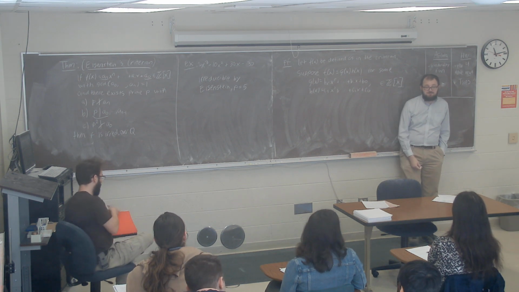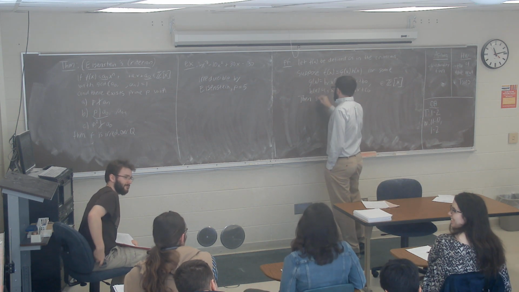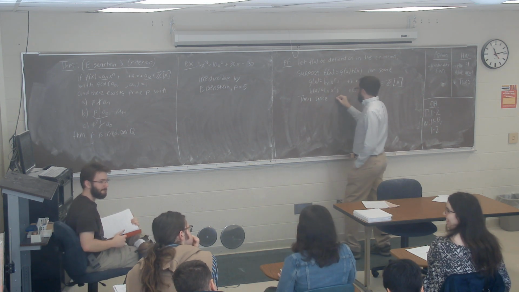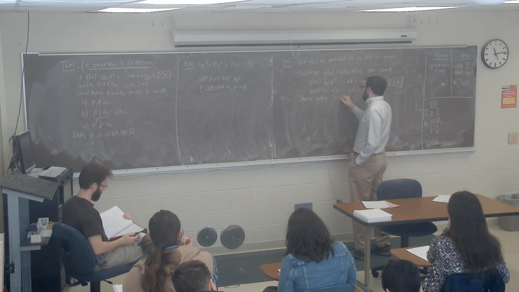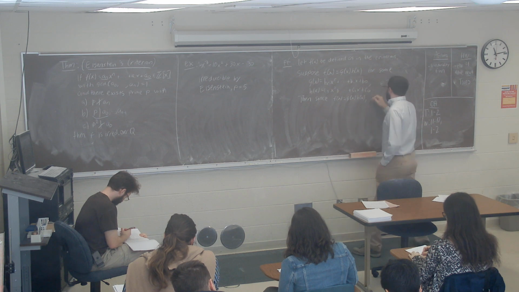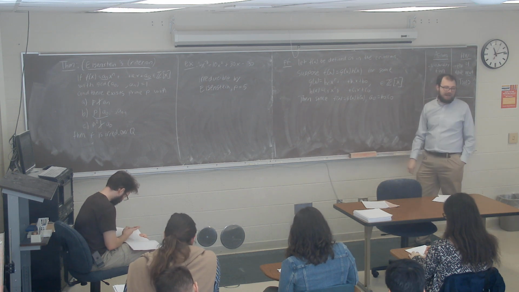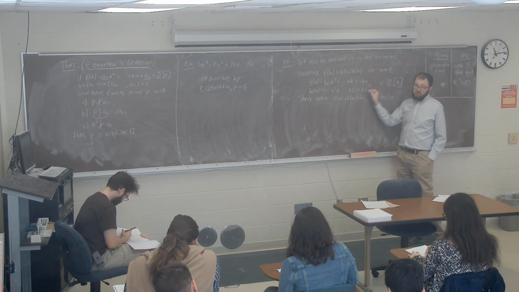Emily Rose? I was going to say the same thing. Since f of x equals g of x times h of x, a naught has to be equal to b naught times c naught, because the constant term of the product of two polynomials is just the product of their constant terms.